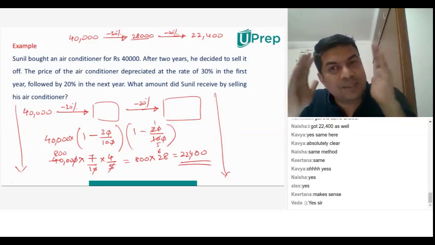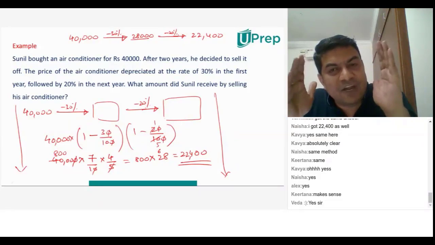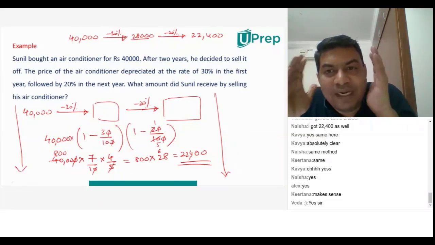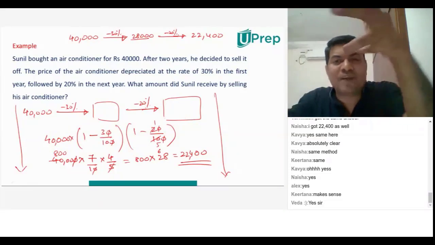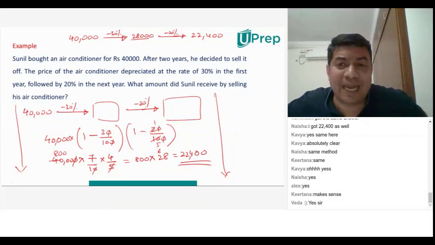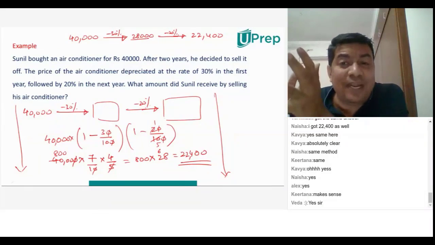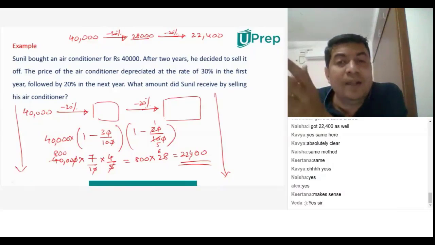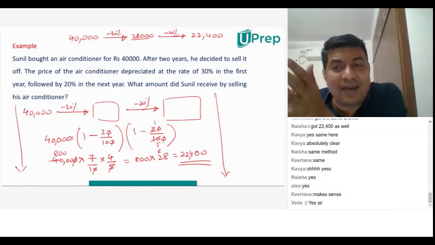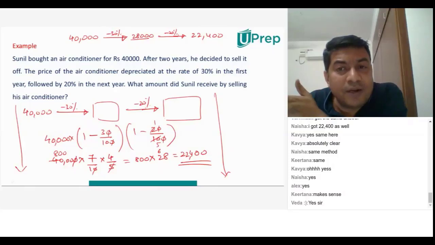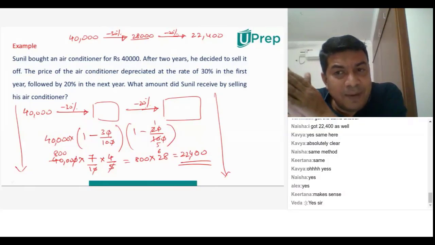So 40,000 is depreciating by 30%. 30% of 40,000 is 4,000 into 3, 12,000 depreciates, it becomes 28,000. It further depreciates by 20%. Now, what is 20% of 28,000? It is 2,800. Doubling it will be 5,600. So the answer is 22,400. So that's very simple math.